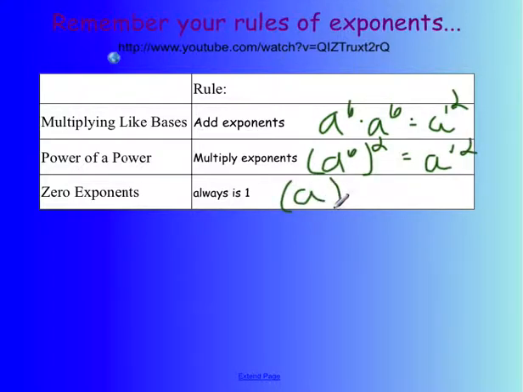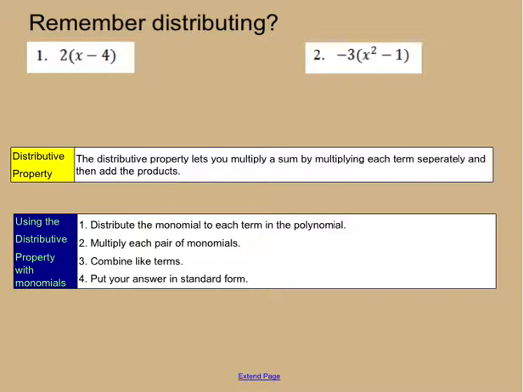And anything to the 0 exponent is always 1. No matter what you put in there, it's always 1. So those are the rules of exponents we're going to need to use today, as well as what you did on the last note sheet with adding and subtracting polynomials. So let's take a look at this.